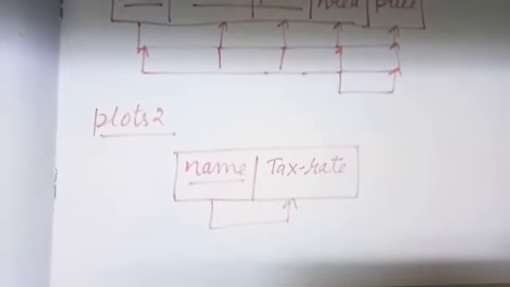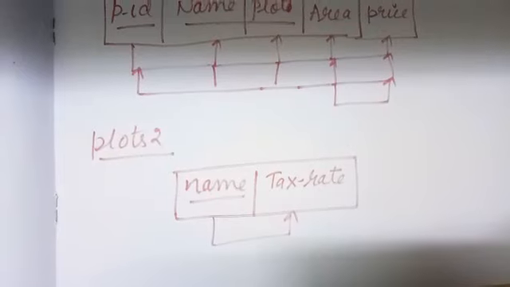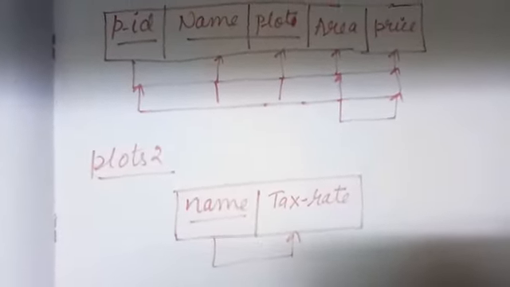This is enough for today. In the next lecture we will discuss 3NF, BCNF, and the comparison between 3NF, BCNF, and anomalies.